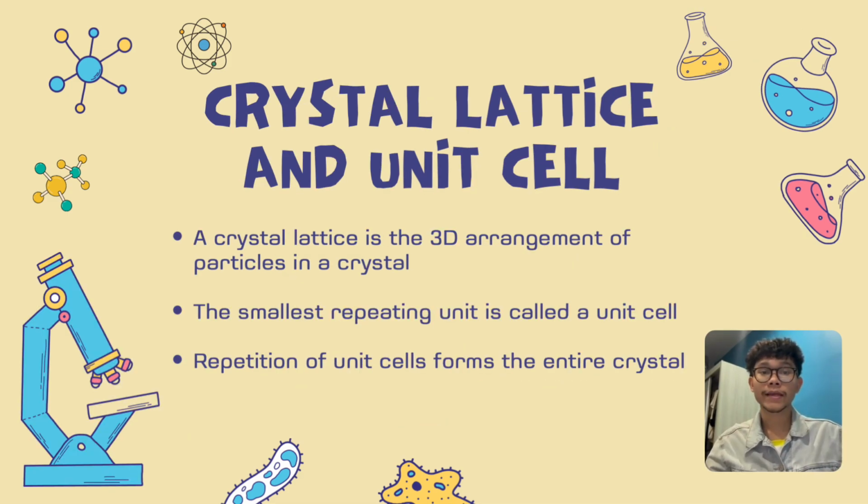Crystal lattice and unit cell. What is a crystal lattice? A crystal lattice is the 3D arrangement of particles in a crystal. What is unit cell? Unit cell is the smallest repeating unit. So, repetition of unit cell forms the entire crystal.